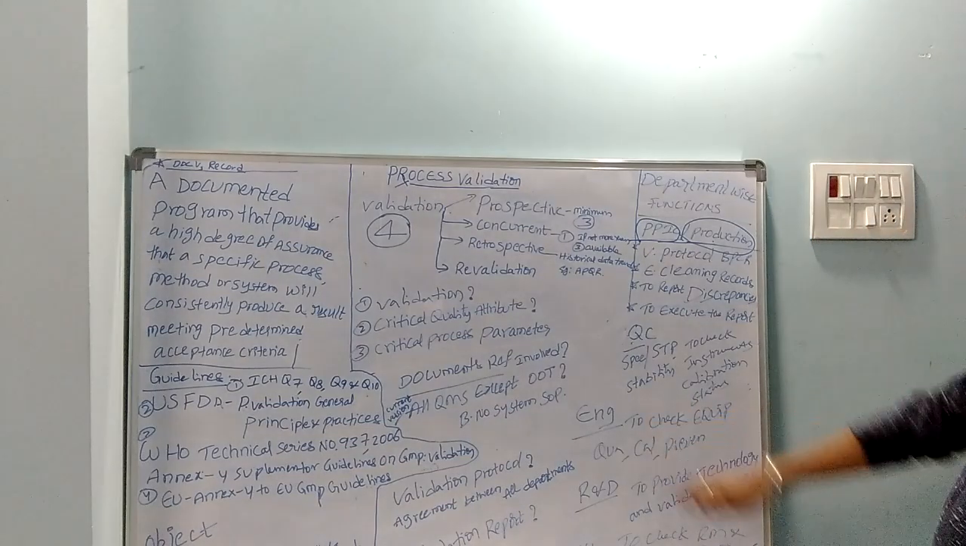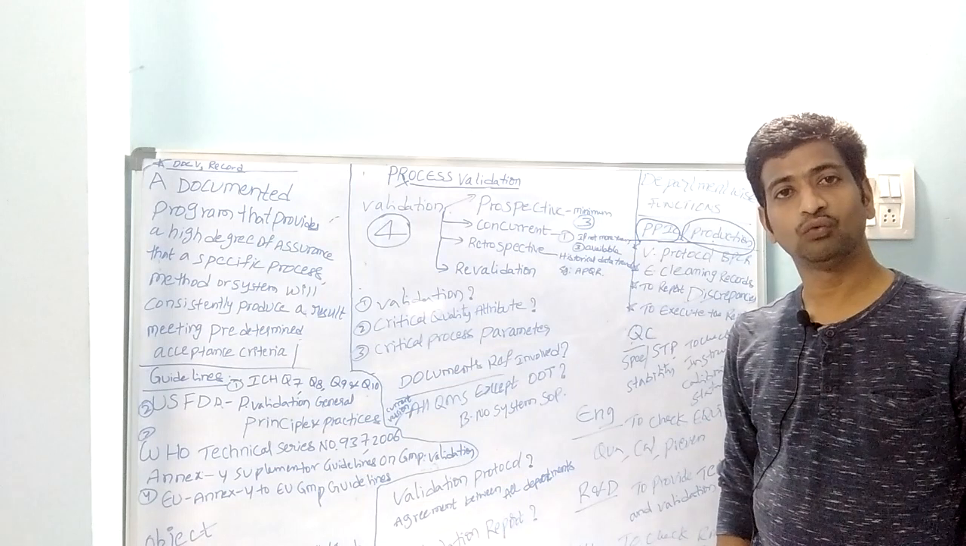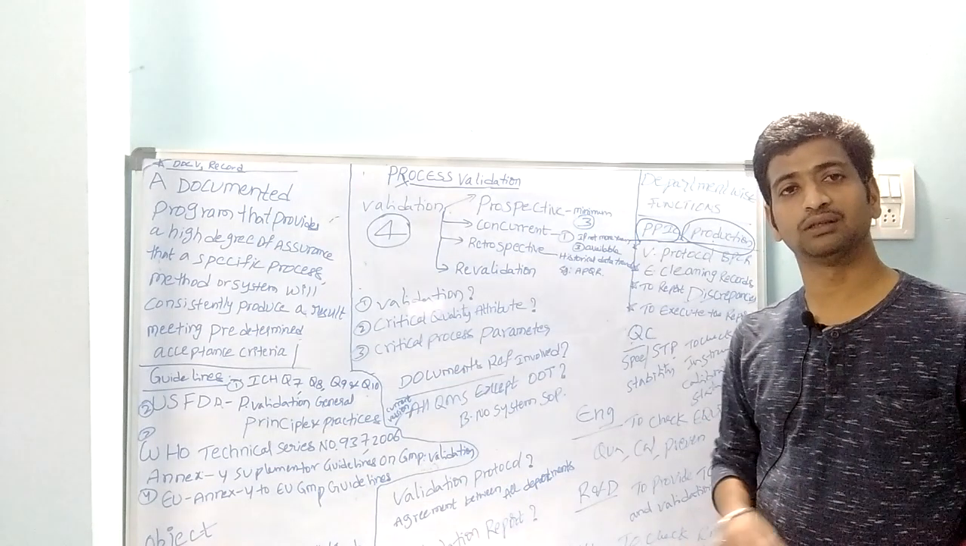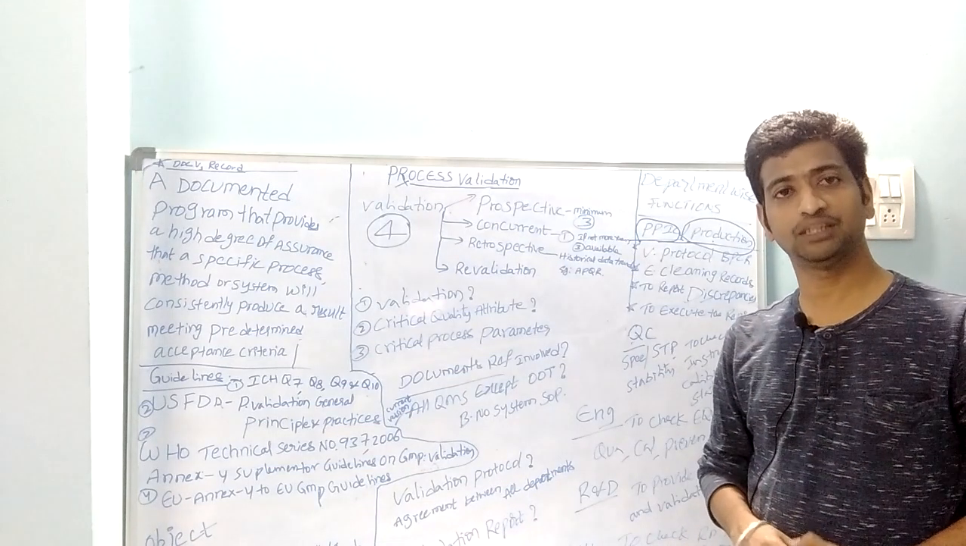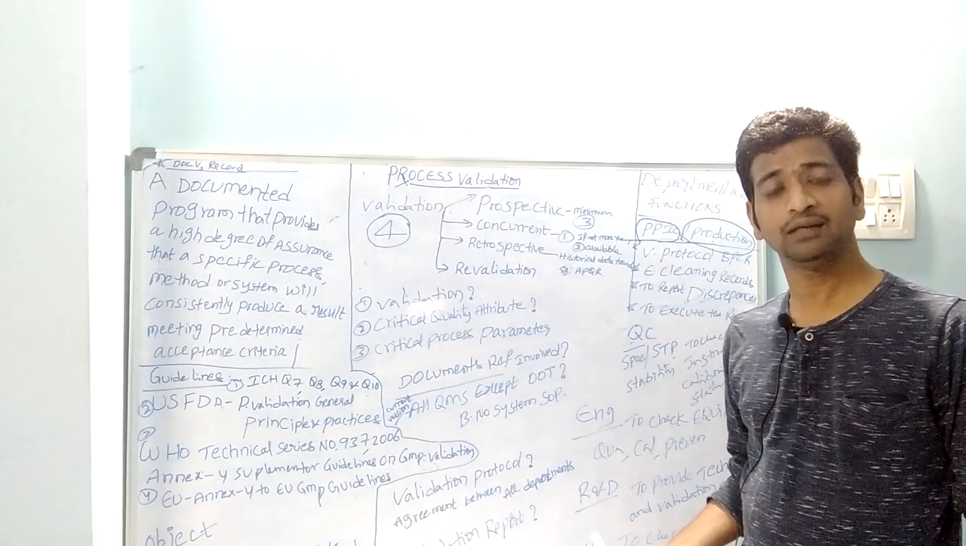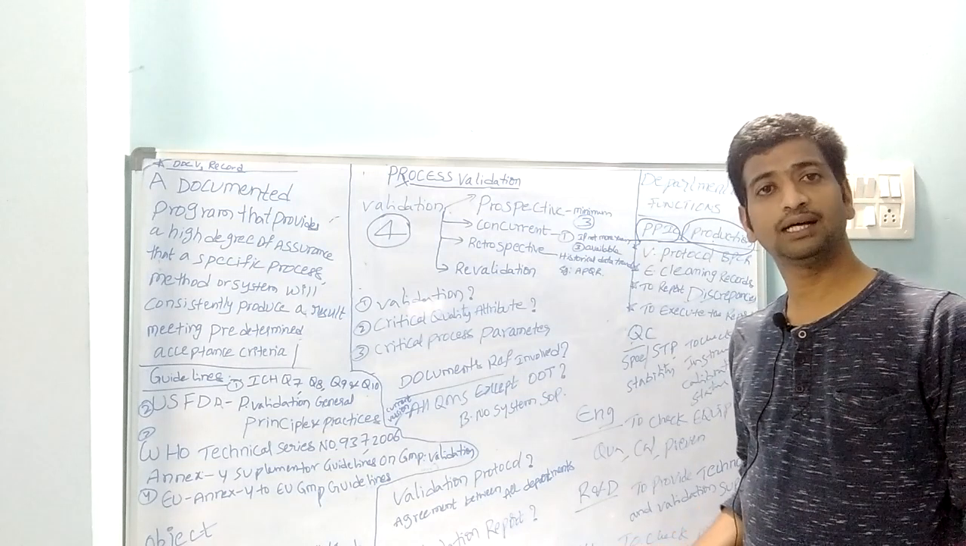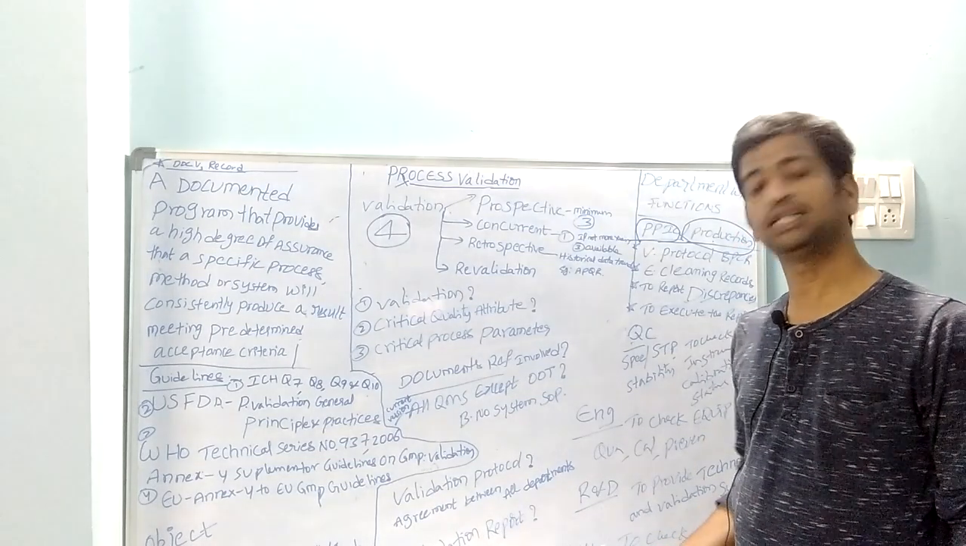And thereafter, the engineering department is responsible to check the equipment which is used in the manufacturing of the drugs. That equipment should be qualified and within the calibration and preventive maintenance schedule itself. So it is the activity of the engineering department.